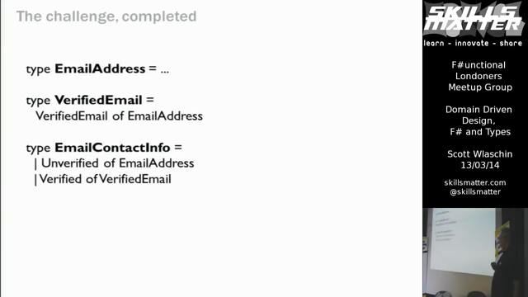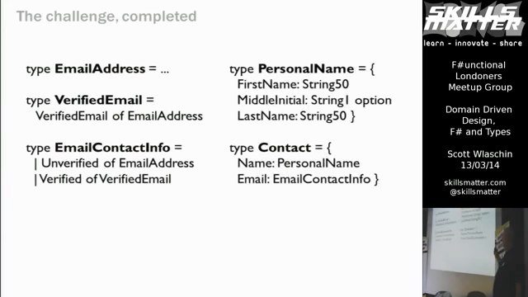So, we've got all the ingredients now to go back and look at the first thing. We've got the email address, the verified email, the email contact info, the personal name, and the contact. So we now have 5 types where before we had 1 type. All right? Now these 5 types are not taking up that much. They're taking a bit more space, but they're still quite compact.